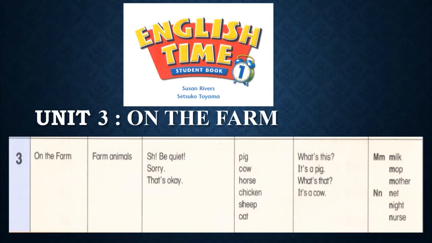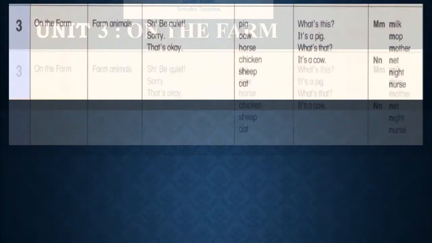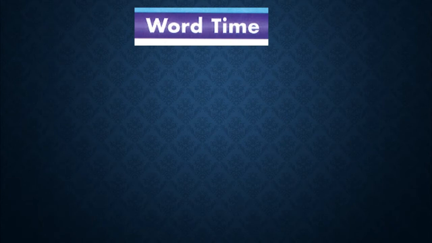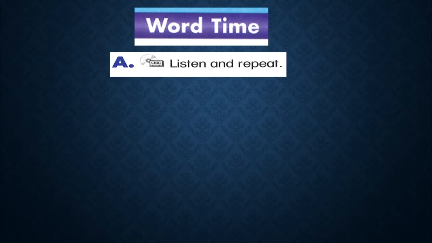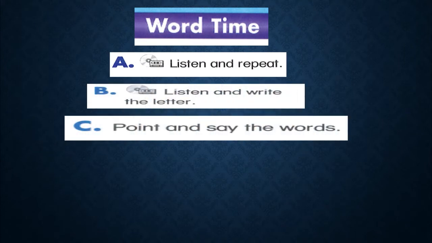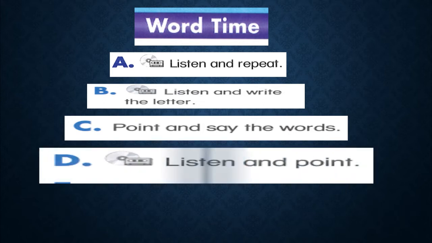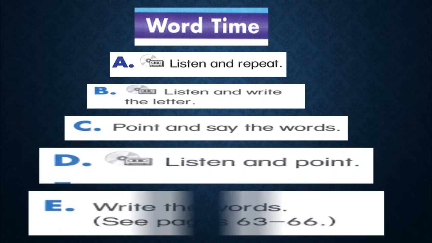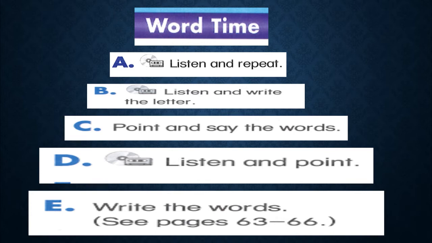In the previous lesson, we studied conversation, and today we are going to learn about word time together, okay? In word time today, we will focus on animals, and in word time there are 5 sections. Section A, listen and repeat. Section B, listen and write the letter. Section C, point and say the words. Section D, listen and point. And section E, write the words on pages 63 until 66.